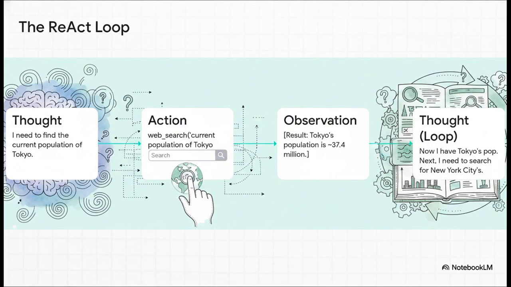And this is the React loop in action. The AI starts with a thought, like, I need to know the population of Tokyo. It then takes an action, like a web search. It observes the result, and then it forms a new thought based on that new information. It just repeats this loop until it has everything it needs. This is what lets an AI answer questions about things that happened way after its training data was created.